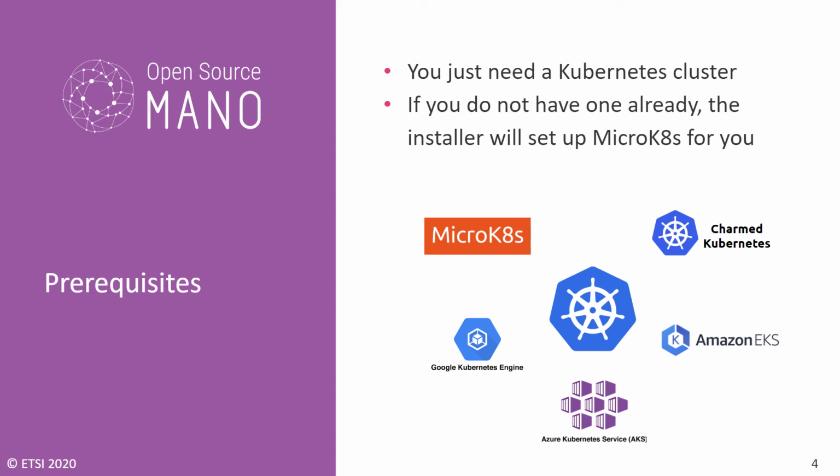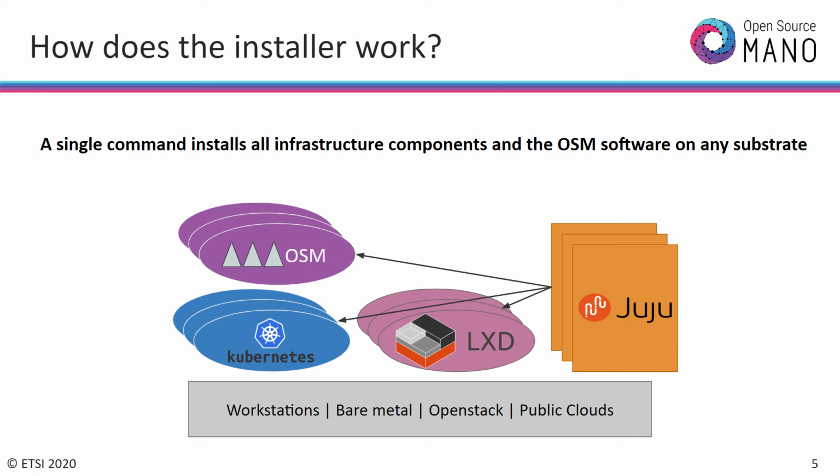So now, as we know what the prerequisites are, let's have a look at how complex this procedure actually is. The installer bootstraps all necessary components required to run a highly available OSM cluster, including Kubernetes cluster, LXD cluster, and Juju controllers. Once those components are in place, it installs and configures OSM services on top of Kubernetes. This whole infrastructure can run either on your workstation, on bare metal, on top of OpenStack, or in one of the public clouds. Sounds complex? Don't worry, the entire procedure is fully automated and orchestrated by the installer.